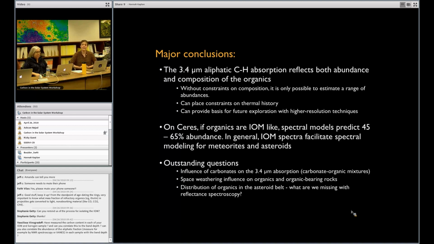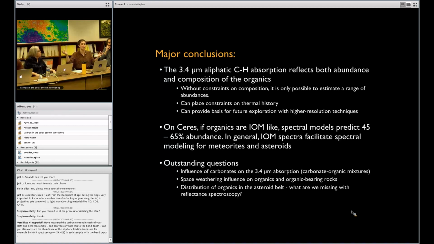So we don't have the abundance of the aliphatic fraction. We have not measured that for our samples. We do have carbon content for the IOM and the kerogens. And this does correlate to band depth somewhat, but you really need to account for that hydrogen in there.